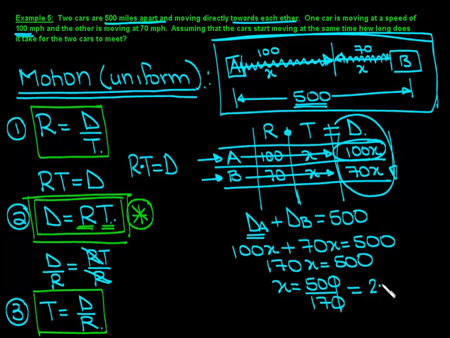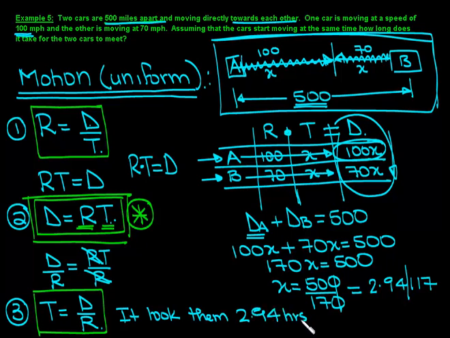2.94117. We want to round off to 2 decimal places. So that tells me that it took them 2.94 hours to meet. Okay. X represents the time each car was traveling, so we did that. So that's how we do the motion problems.